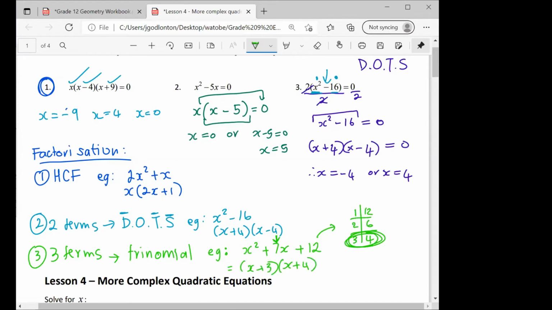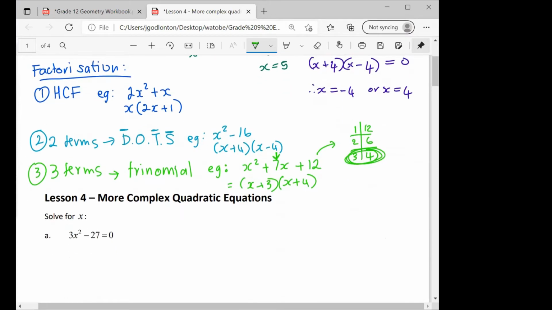Okay, so these are just a very quick summary of the factorization that we did in our last lesson session. Okay, so we did that last term before the holiday. Now we need to try and use all of those in the next questions that we're going to start dealing with. Okay, so let's have a look at this one.